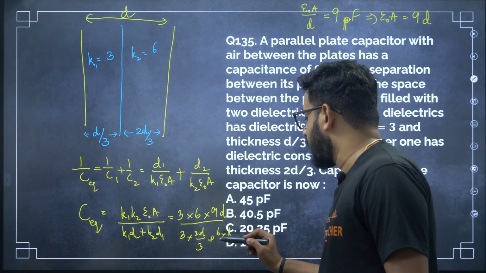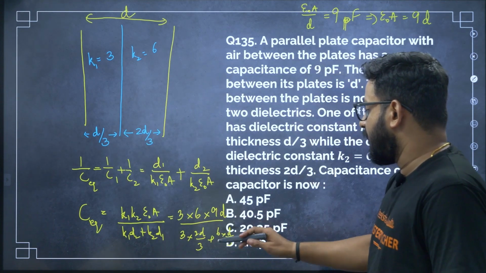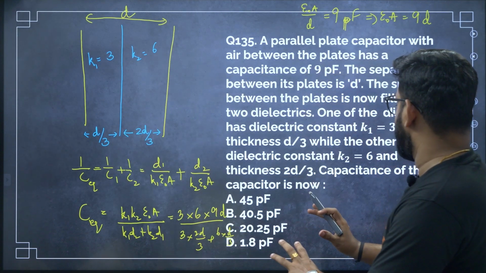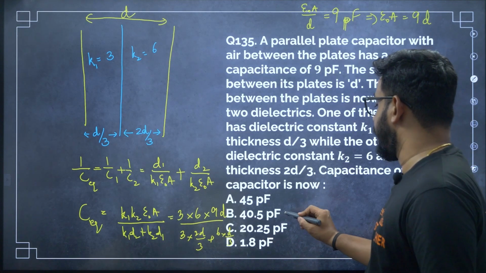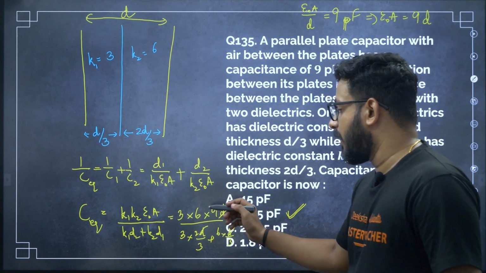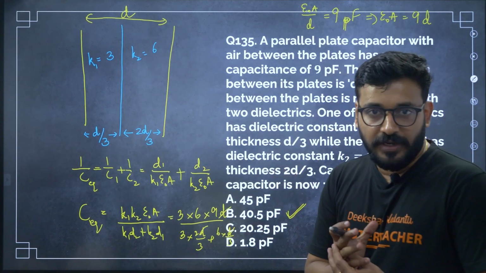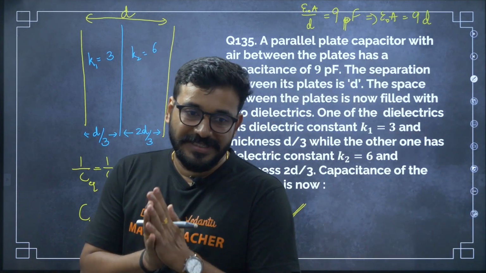Okay. So sorry for the space crunch. So you can write it as it is. You can substitute all the values, and when you calculate, ultimately you will get the answer as 40.5 picofarad. D will get cancelled, both the places D will get cancelled, top and bottom, and C equivalent final capacitance will be 40.5 picofarad. So you can please try this.